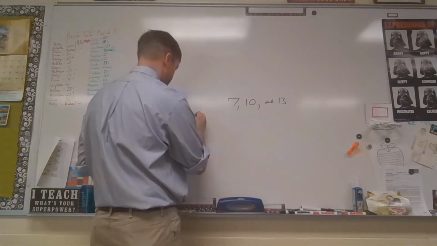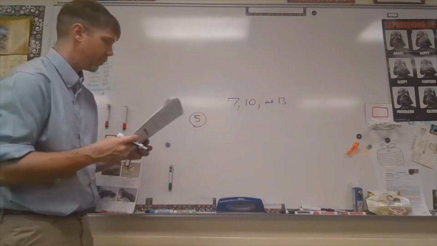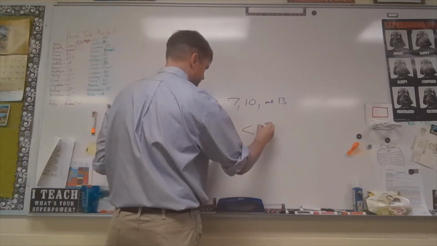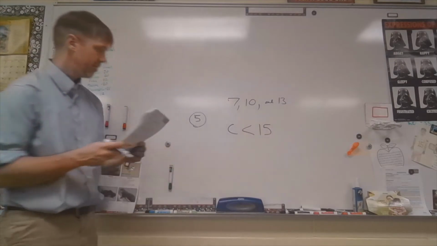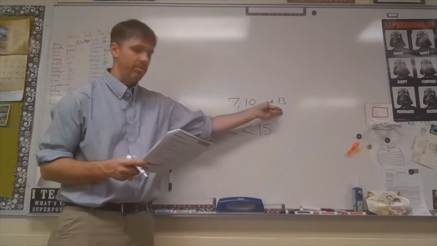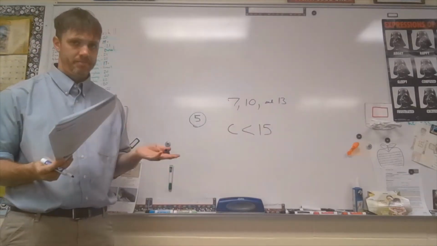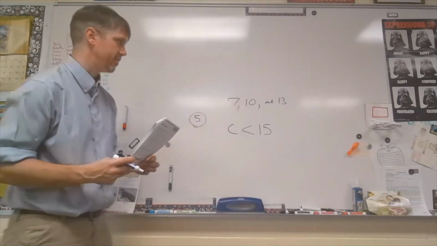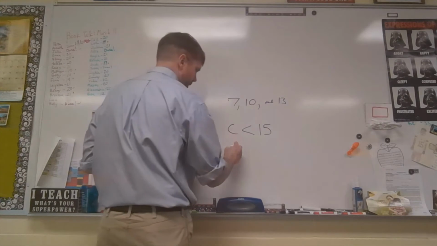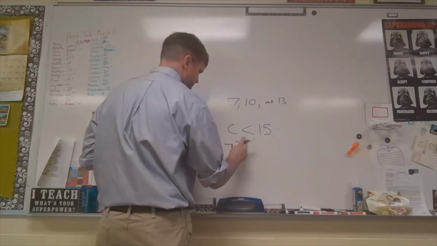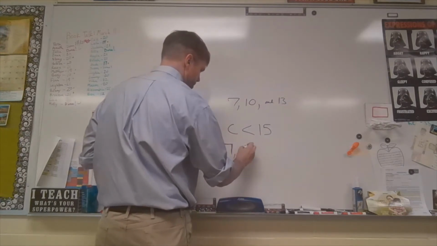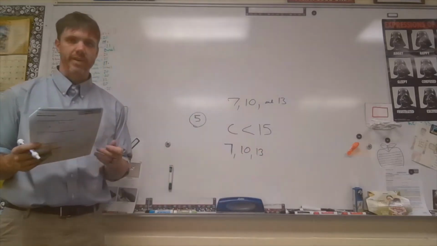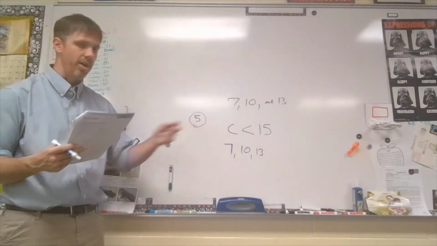For number 5, we have C is less than 15. Well, which of these 3 numbers here are less than 15? Hopefully you all realize quite quickly that all of those numbers are less than 15. So you would just, on the line below, write 7, 10, and 13. Okay? Because all of those are valid answers to this inequality.